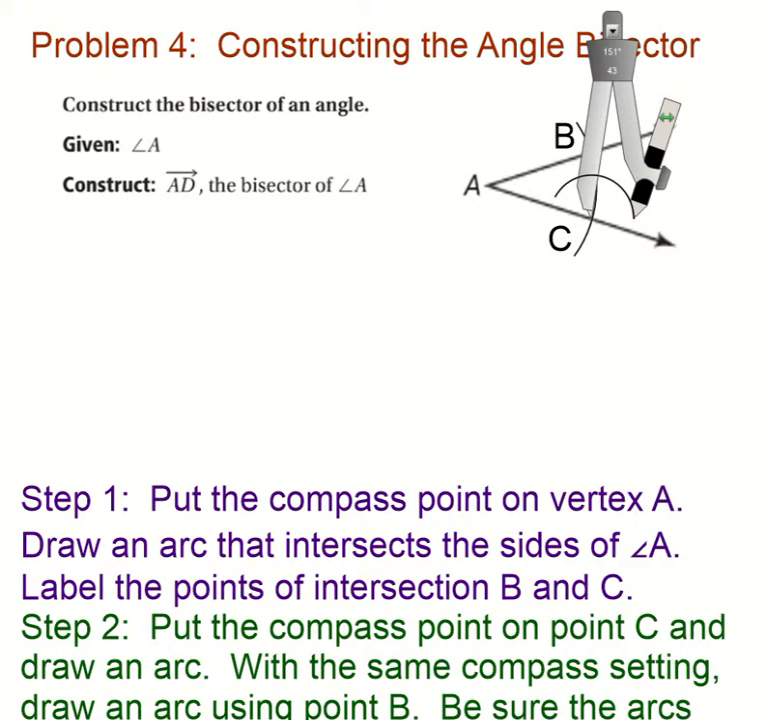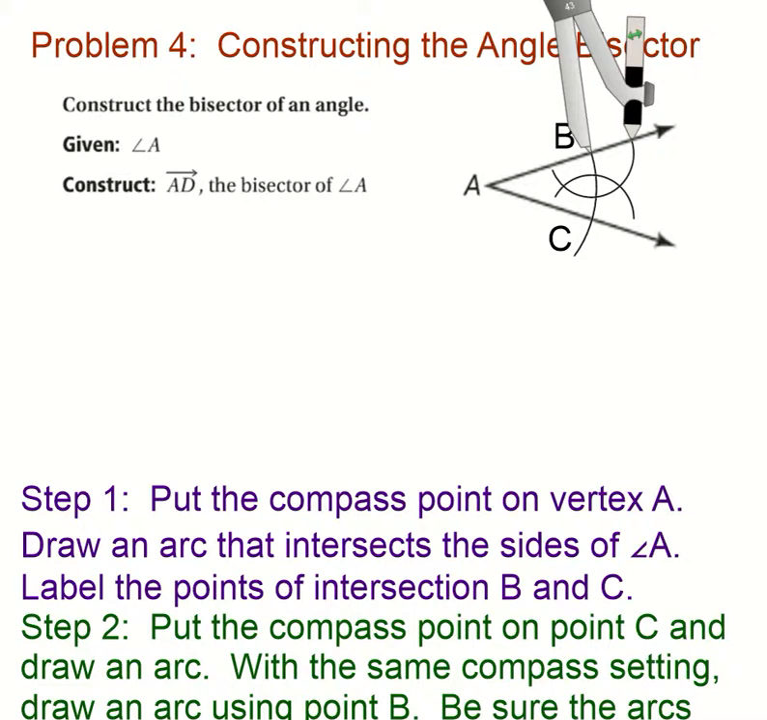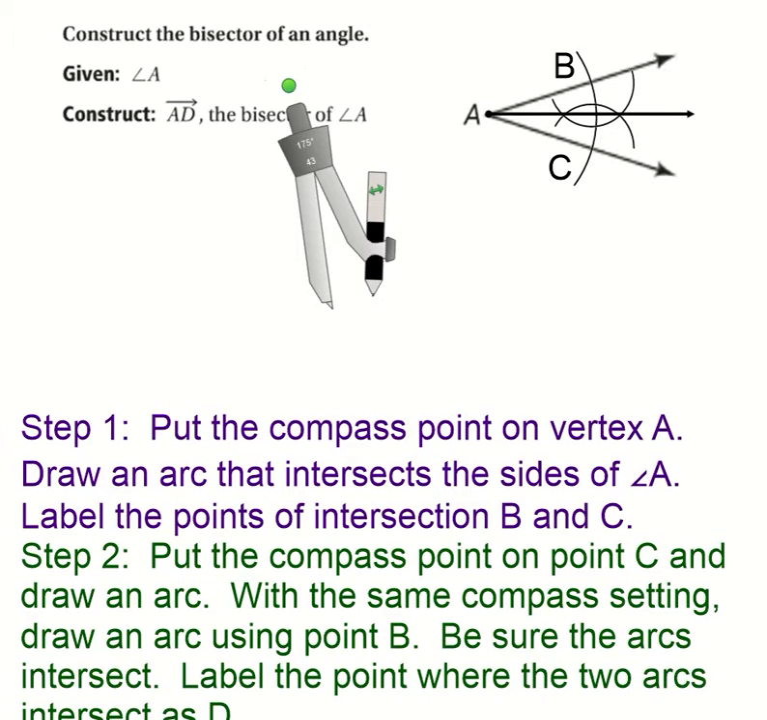And we're going to keep our compass settings the same, and do the same thing over on B. So we're going to trace it so that it intersects. There we go. And so now we see those two points of intersection, and we're going to draw a line, or a ray, that goes through A and goes through those two points of intersection. And this ray that we just drew should be our angle bisector. And so it's as simple as that.